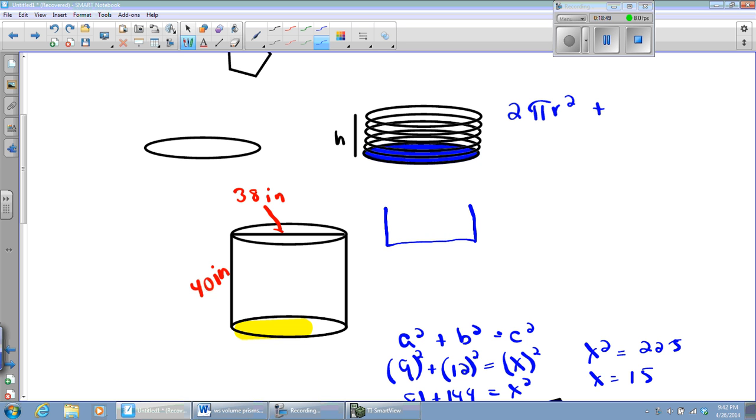I can show you this, or you can take a piece of paper and roll it up. This part here would be the height of the cylinder, right? So that's 40. That's no problem. But how would you get this part here? Well, wouldn't that be the distance around the circle? Or in other words, the circumference. So we're going to find the circumference, and circumference equals pi times the diameter. So we're going to have 2 pi r squared plus pi times the diameter.